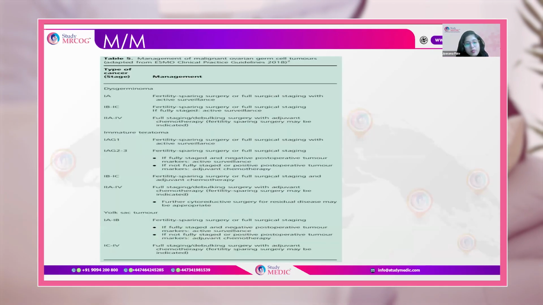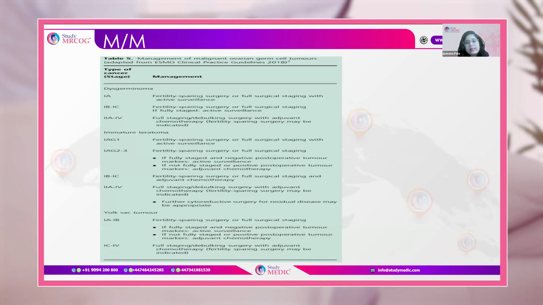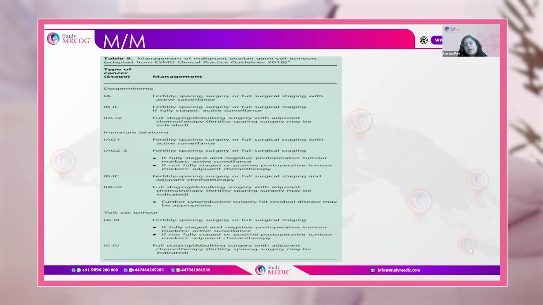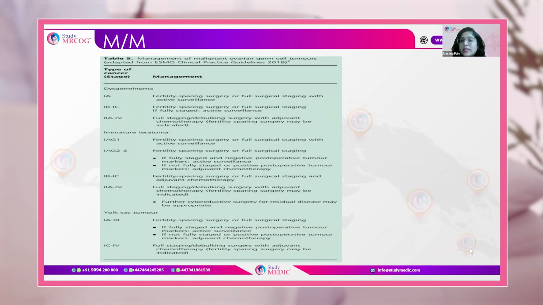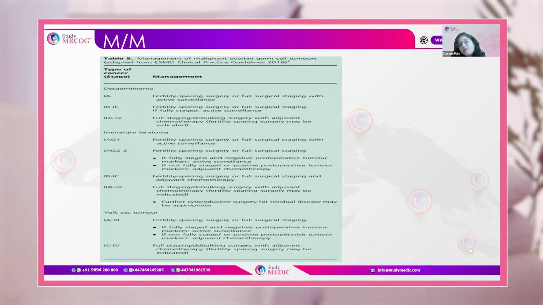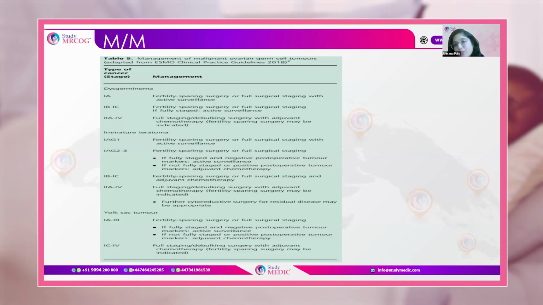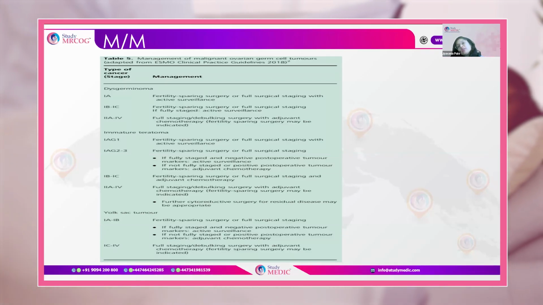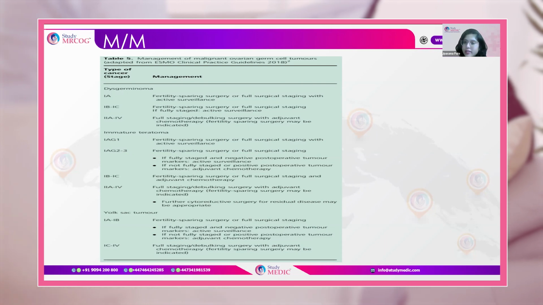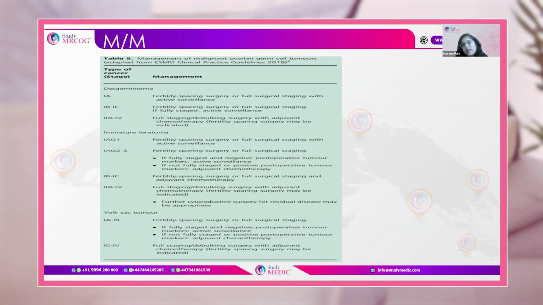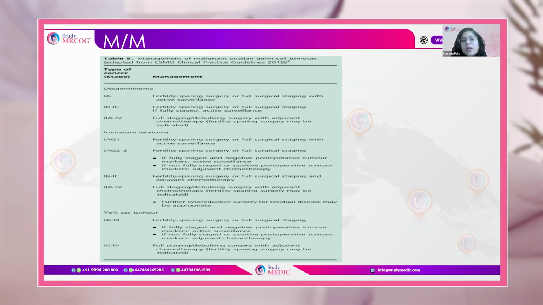Now, coming to the management of ovarian cancer. So we all know that for epithelial ovarian cancer, the management is either go for surgery followed by chemotherapy, or you go for NACT, that is neoadjuvant chemotherapy, followed by interval debulking surgery, followed by adjuvant chemotherapy. So that is in brief regarding the epithelial ovarian cancer.